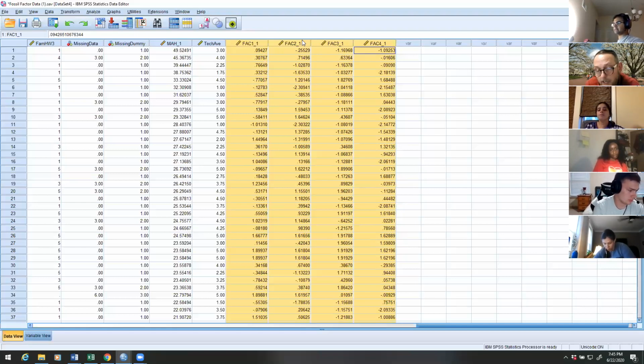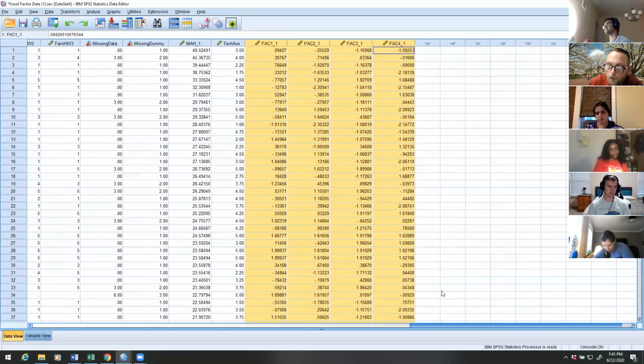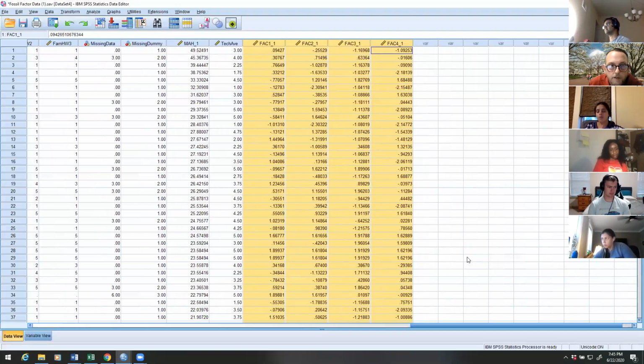You could still use the data for other analyses, or you could use any one of these factors, because now these are just numbers, and you could use them with any of the style ones you wanted to do. Okay. Thank you. Great question.